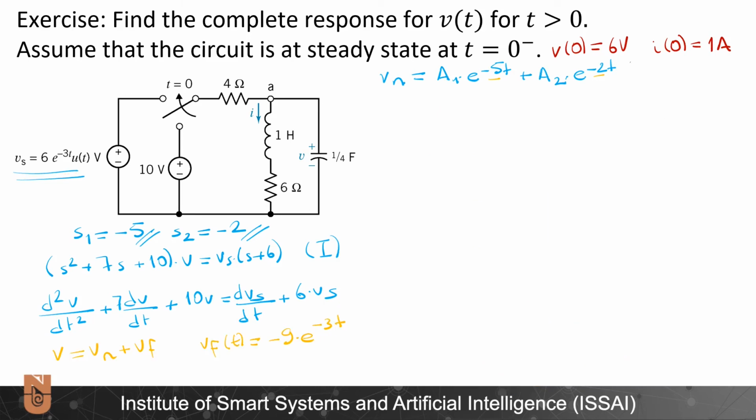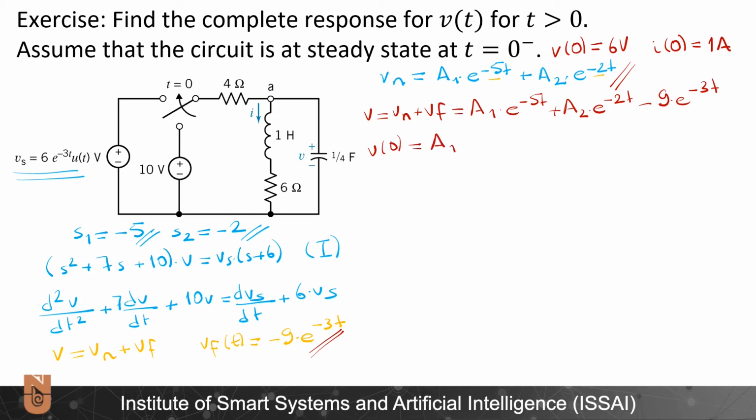I have here the expression for Vn, and here I have the expression for Vf, and accordingly I can write V is equal to Vn plus Vf, which is equal to a1 times e to the minus 5t plus a2 times e to the minus 2t minus 9 times e to the minus 3t. And I have the initial condition for v0. Accordingly, at t is equal to 0, a1 plus a2 minus 9 will be equal to 6.